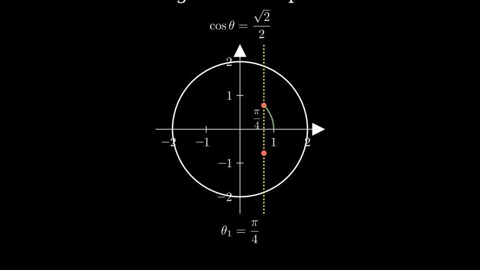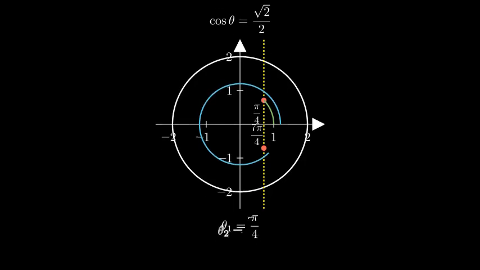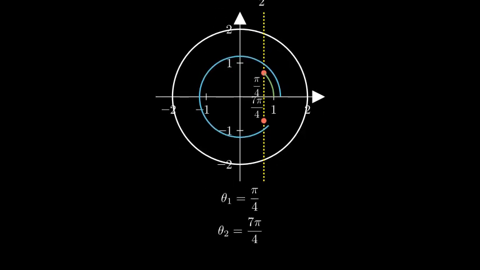For our second solution, we continue around until we find another point with the same x-coordinate. This occurs at 7 pi over 4 radians, or 315 degrees. Notice this point has the same x-coordinate but opposite y-coordinate from our first solution. These are all the solutions in our range, from 0 to 2 pi.